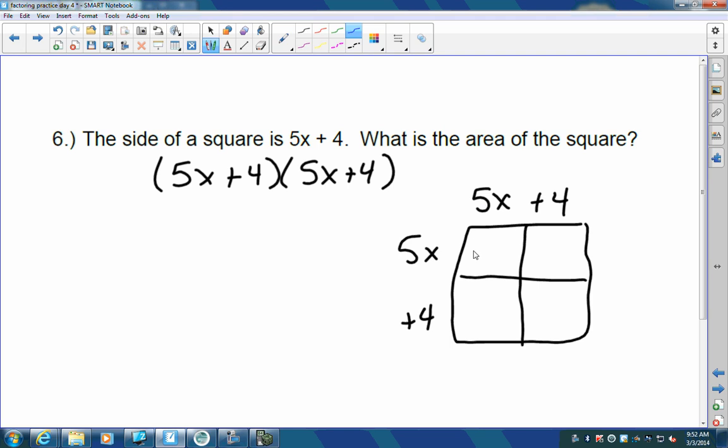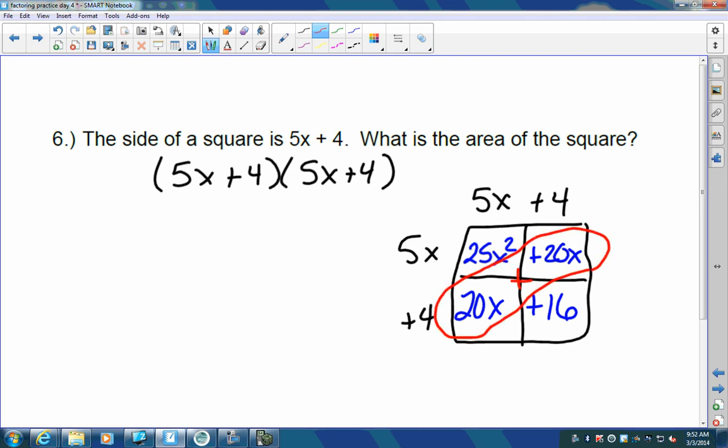5x times 5x is 25x squared. 5x times 4 is plus 20x. 4 times 5x, 20x. 4 times 4, 16. I'm going to add these two together right here. I get 25x squared plus 40x plus 16 is your answer.